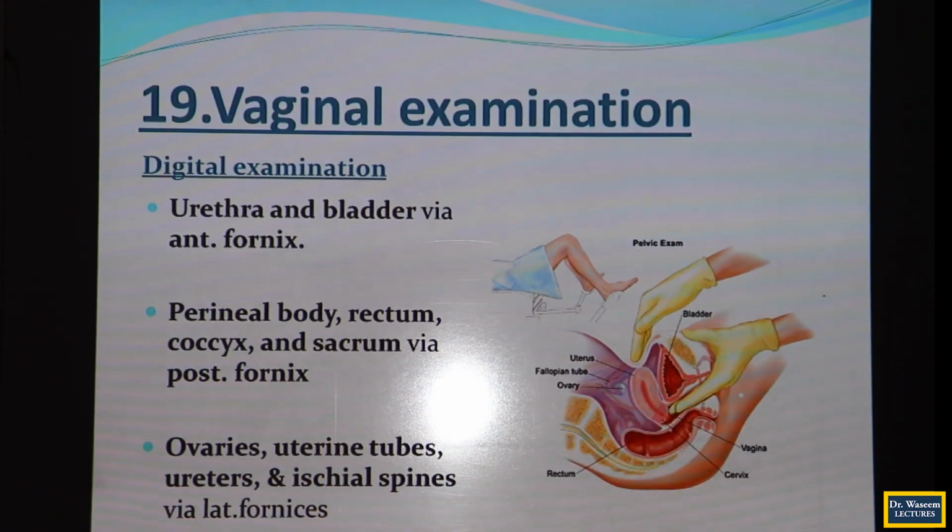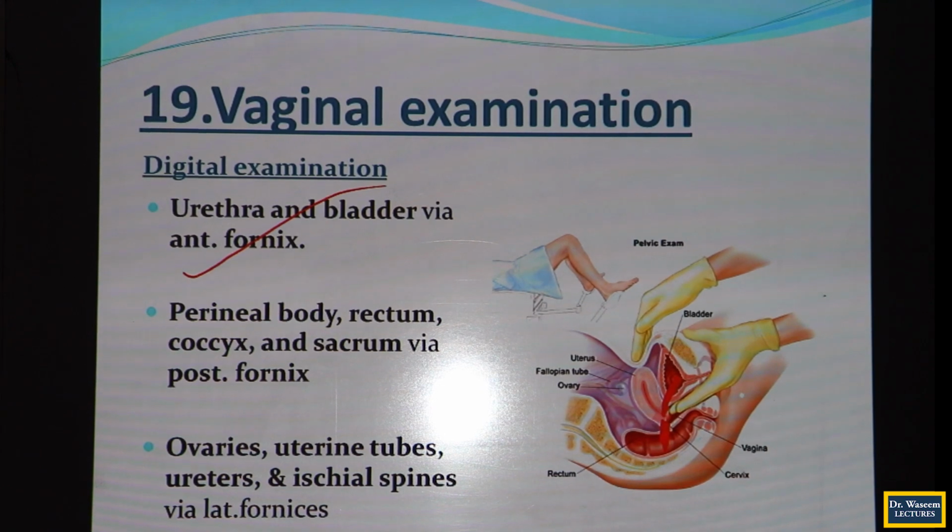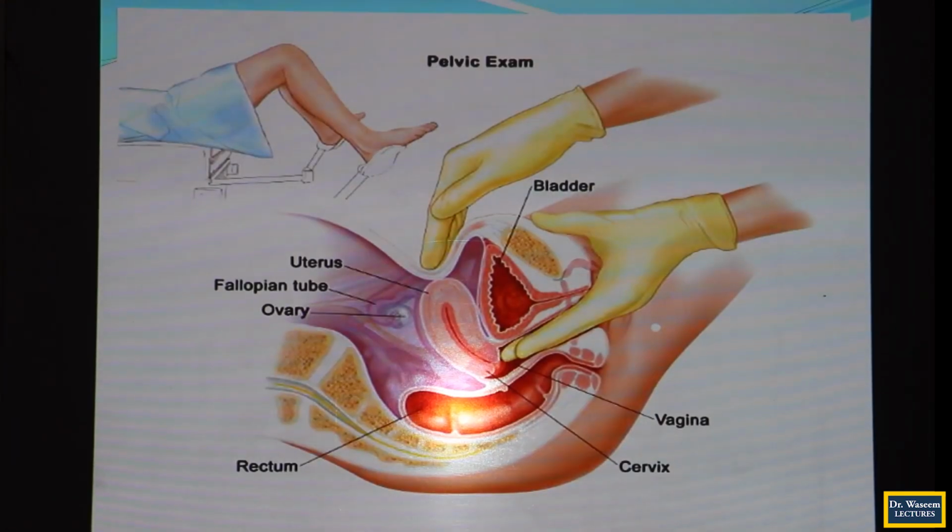This is per vaginal examination through the speculum. Another is digital examination. The urethra and bladder can be palpated from the anterior fornix. The perineal body, rectum and sacrum can be palpated through the posterior fornix. And the ovary, uterine tubes and ischial spines can be felt through the lateral fornices. From the anterior fornix you can feel the urinary bladder and urethra, from the posterior fornix the rectum, and from the lateral fornices the ischial spine, fallopian tubes, uterus and ovaries also.